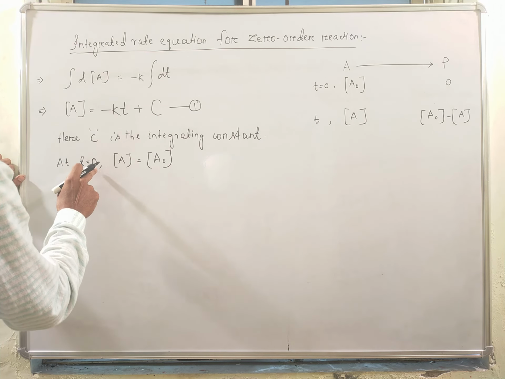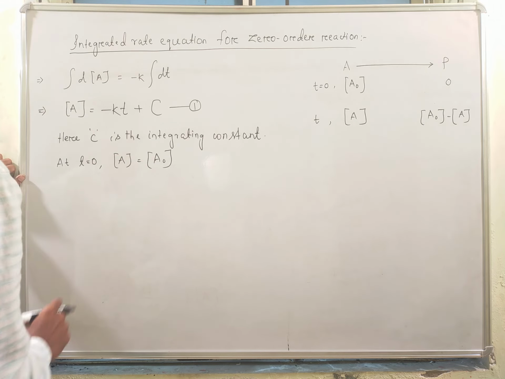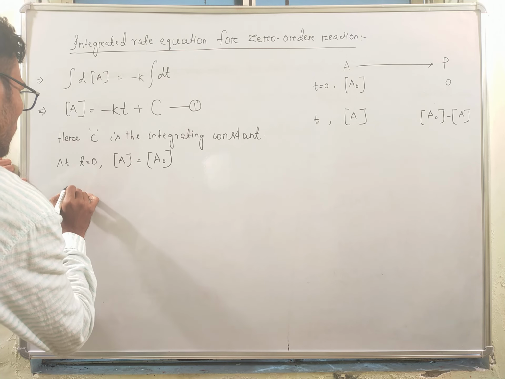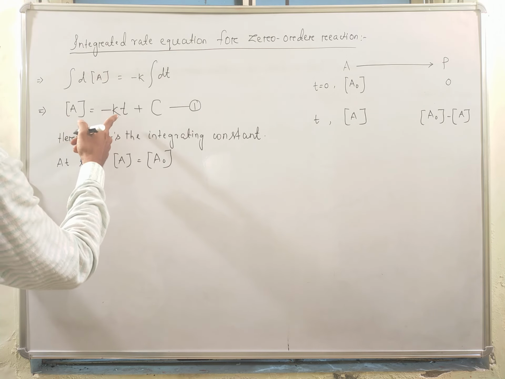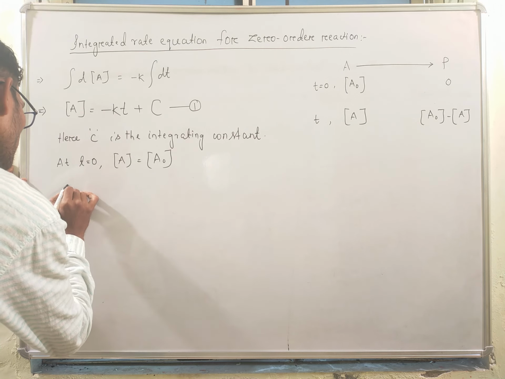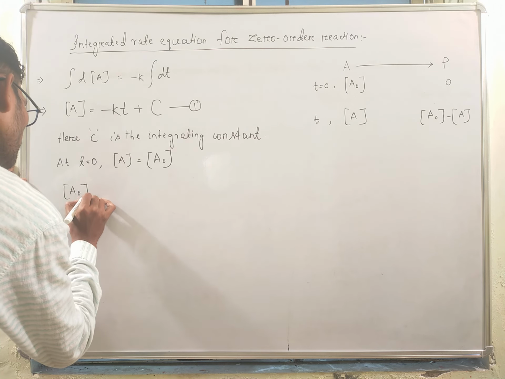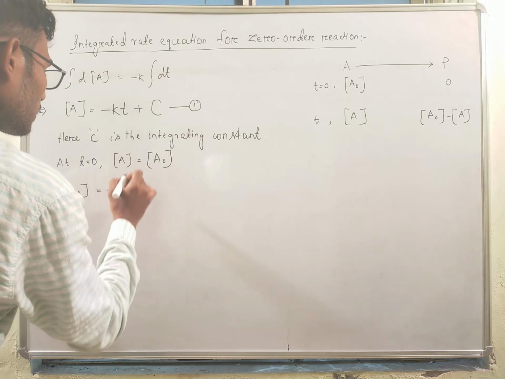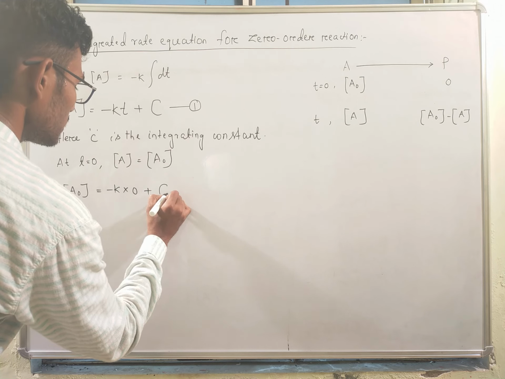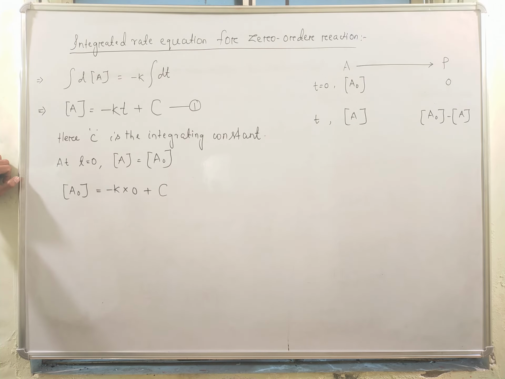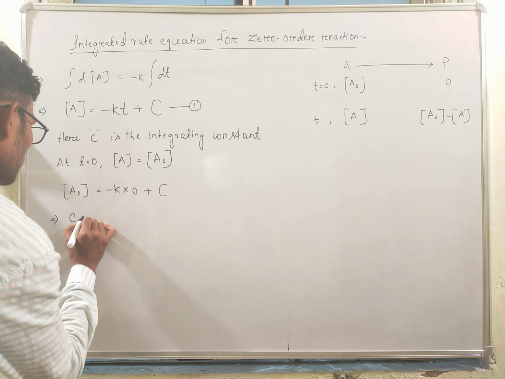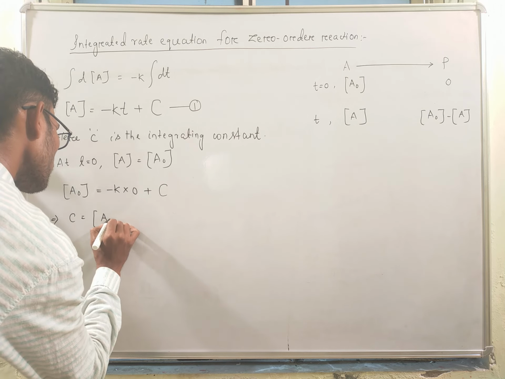If we put t equal to 0 and A equal to A naught in equation 1, then equation 1 will become A naught equal to minus k into 0 plus c, so the value of c will be A naught, which implies c will become A naught.